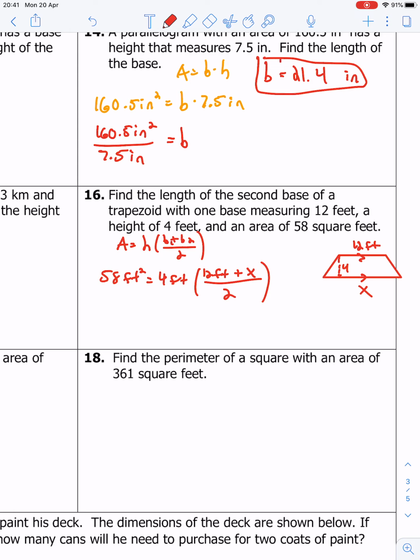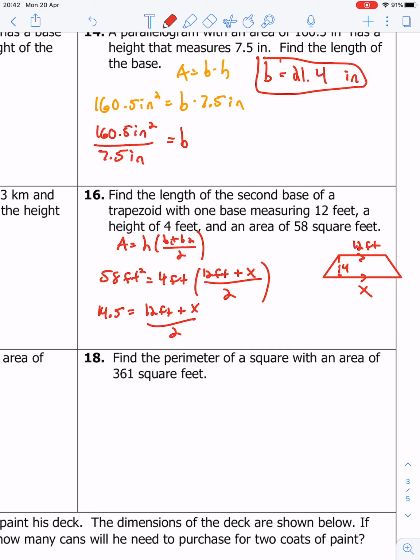Okay, we've got to solve for x. First thing I would do is get rid of the 4. 58 divided by 4 is, I don't know, 12 would be 48. It's pretty tricky. Then 13, 52. 14, 56. And then 14.5 equals 12 feet plus x all over 2.